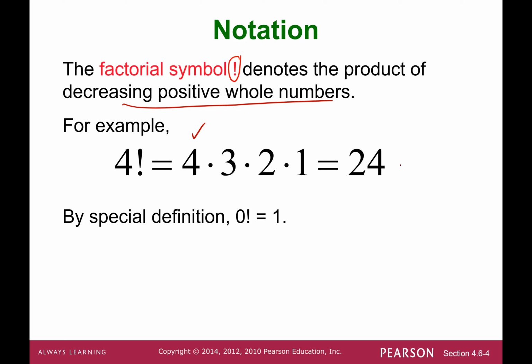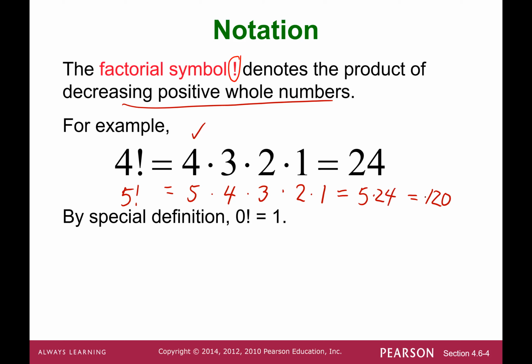Similar idea. What will be 5 factorial? You start with 5 and decrease by 1, decrease by 1, decrease by 1, decrease by 1, until you get to 1. The last number is always going to be 1. That's going to be 5 times 4 times 3 times 2 times 1. We already know that's 24, so it's 5 times 24. That's 120. Okay, so this is where the factorial comes from.